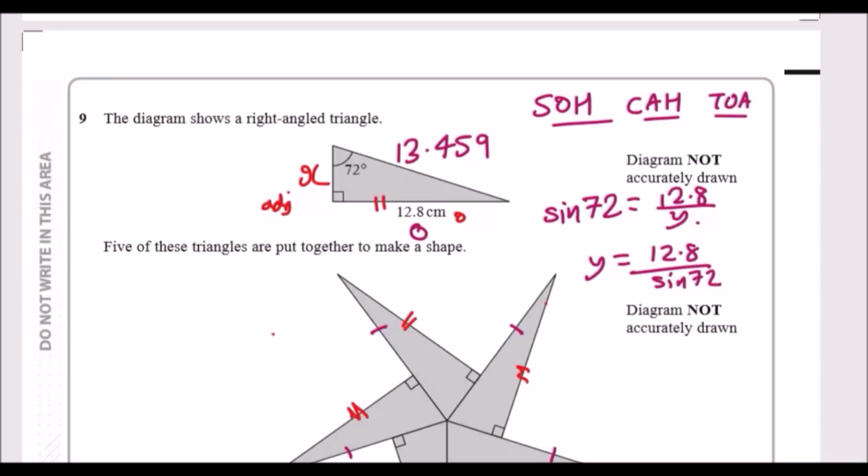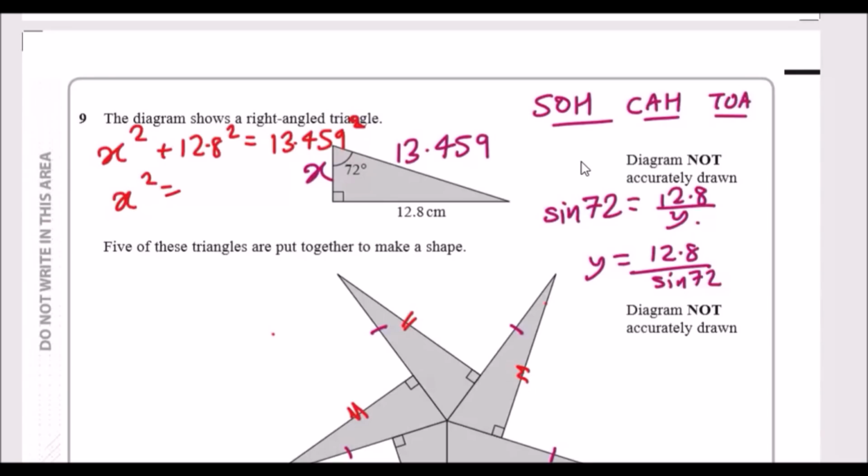Now that we found this value, we can delete all of this information and work out the third length, which I said was x. To use Pythagoras' theorem, it's always the short side squared plus the other short side squared equals the long side squared. So in this case, x squared plus 12.8 squared equals the hypotenuse squared. Nice and easy. Let's make x the subject here, so subtract 12.8 squared across.